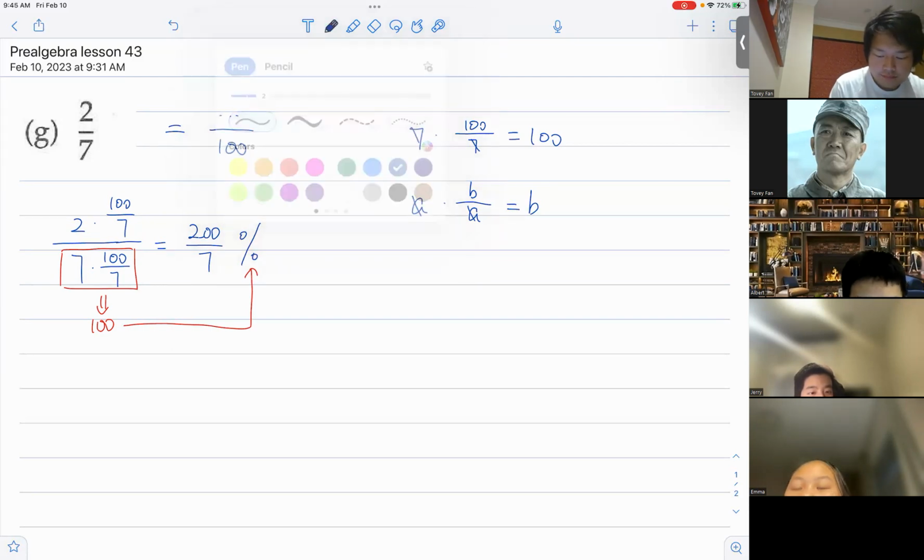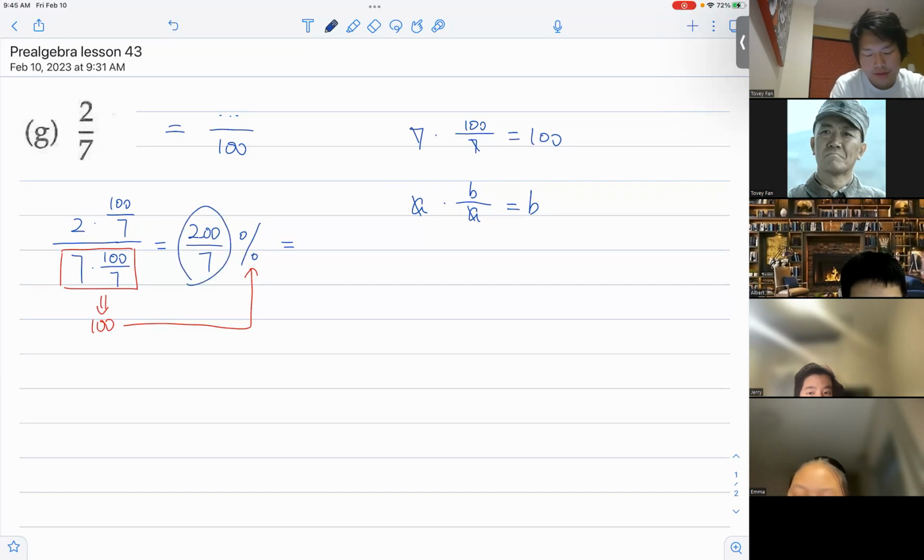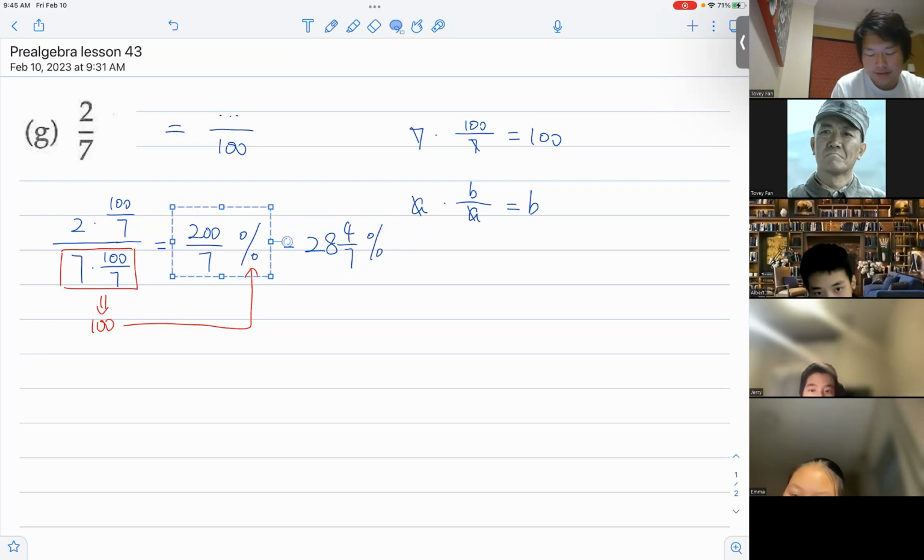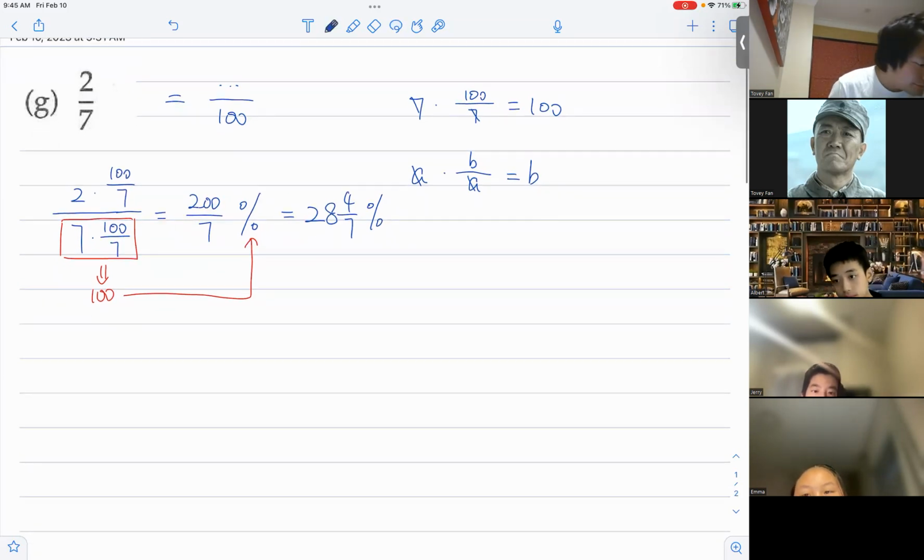Okay, and that's it. If you want, you can change this part into a mixed number. 7 times 28 is 196, so 200 minus 196 leaves 4, and that's 28 and 4 over 7. So both are acceptable. You can do this or this. Okay, makes sense? Using fractions here is a lot easier than decimals.